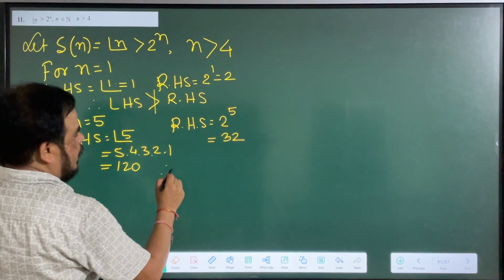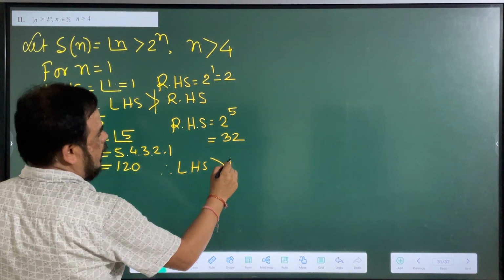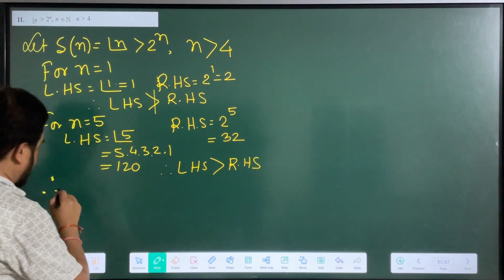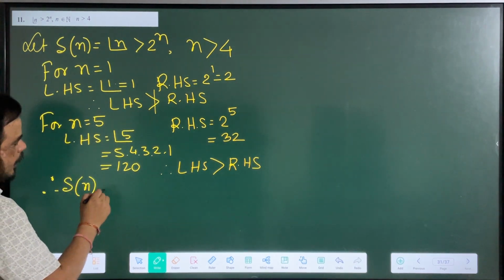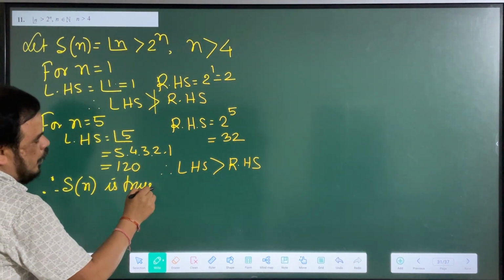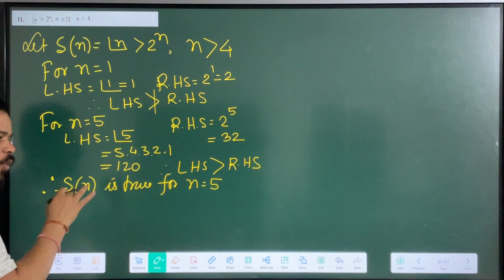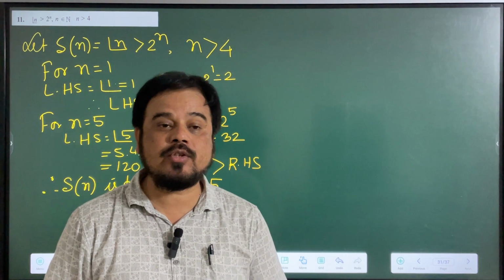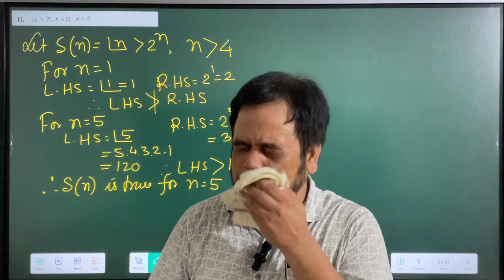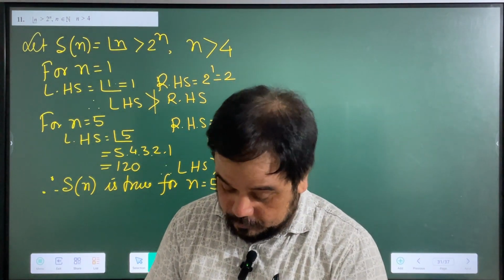Therefore, we can add: LHS is greater than RHS. Therefore, S(n) is true for n equals 5, not 1. In all the previous sums we have been doing it for 1 because no condition was given, but here the condition is given, n equals 5.